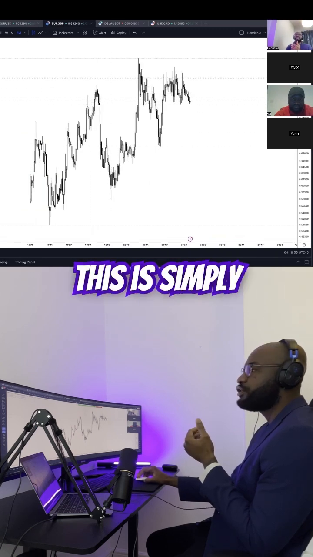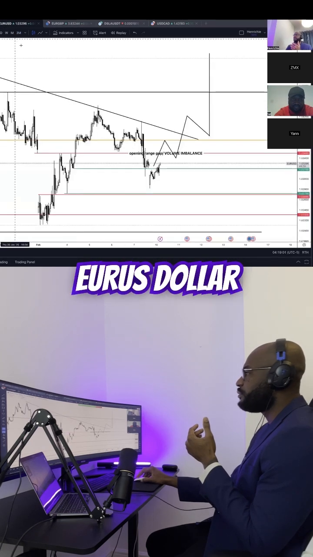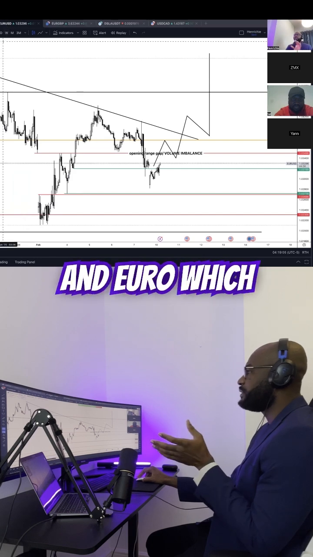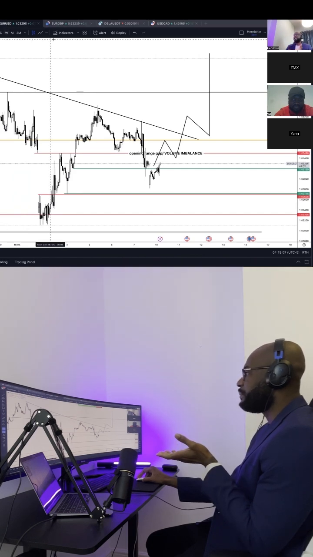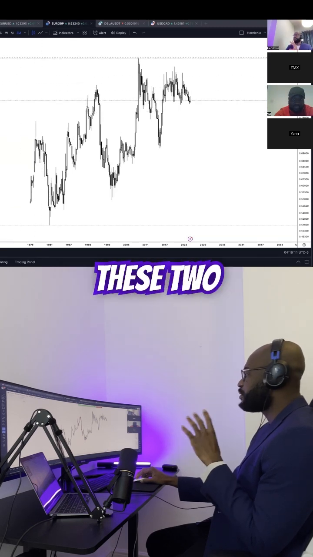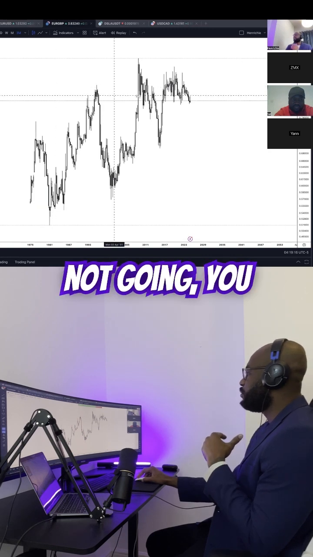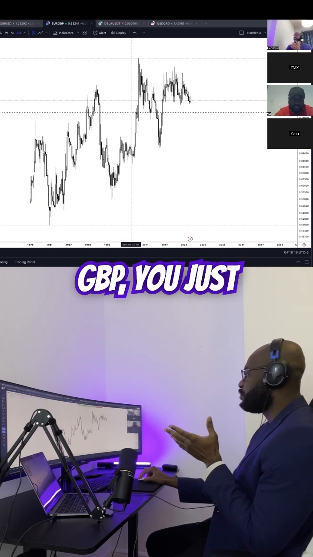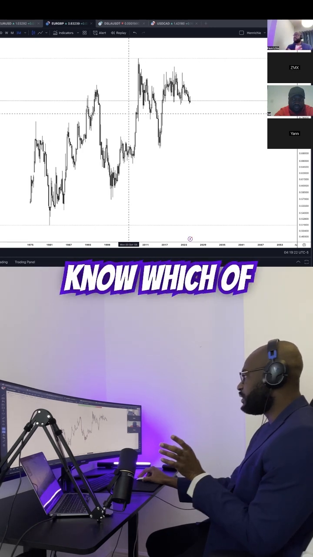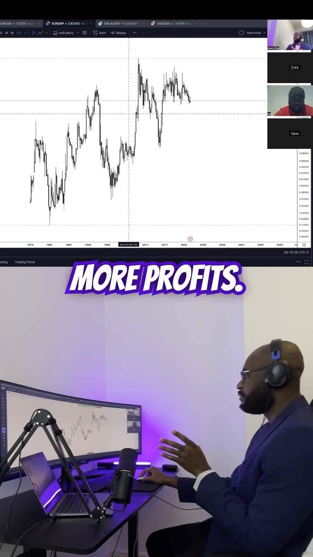Now, Euro GBP is simply Euro against the GBP, the same way Euro US dollar is Euro against the dollar. You use it to know between dollar and Euro, which one is going to be the stronger pair. The same way you use Euro GBP to know which of these two pairs will be the stronger pair. So let's say you don't want to trade Euro GBP. You just want to trade either Euro or pound, and you just want to know which of these two pairs will be the stronger pair that could deliver more profits.